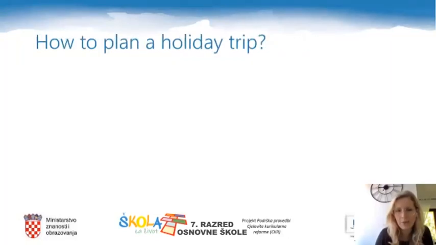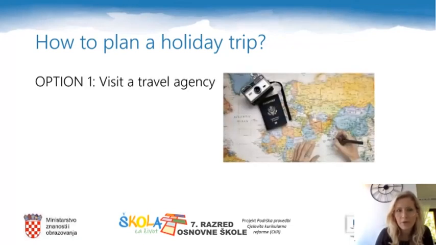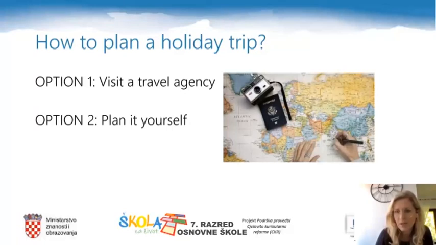How to plan a holiday trip? There are two ways in which you can plan a trip. The first option is to visit a travel agency. This option is more expensive, but the easier one. However, when you choose this option, it sometimes means that you have to follow a plan made by someone else. Option 2 is to plan it yourself. Using this option, you can plan a trip that best suits your needs and desires, and it can also help you save some money. You can make your own schedule and plan your own activities. Which of these two options do you prefer?